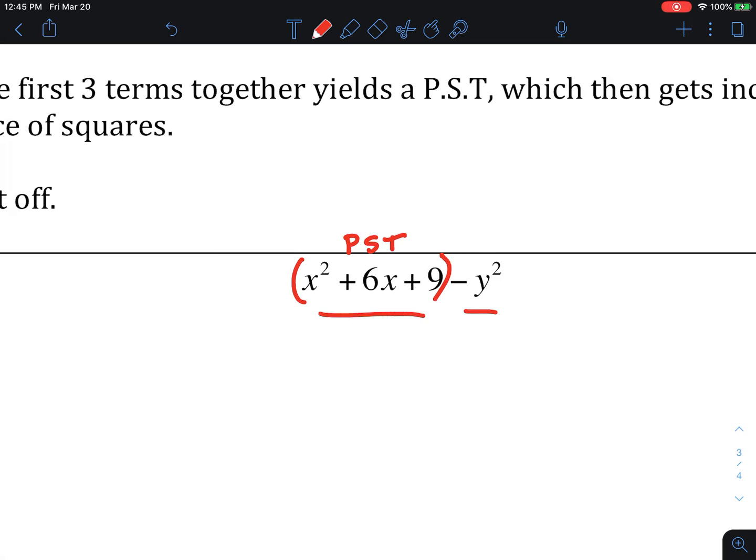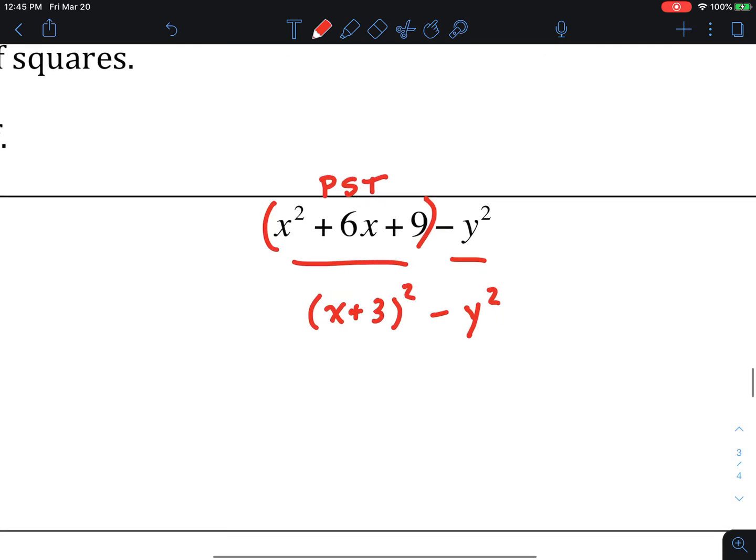And if we factor this PST, whenever we factor a PST, we always get a binomial squared, right? So we get something squared. And in this case, if we factored x squared plus 6x plus 9, we get x plus 3 squared minus y squared. Ooh, now, one observation here: we have something squared minus something squared. Does that sound familiar? It's the difference of squares. So this, what we have written here, the quantity x plus 3 squared minus y squared, is a difference of squares that we can factor even further.